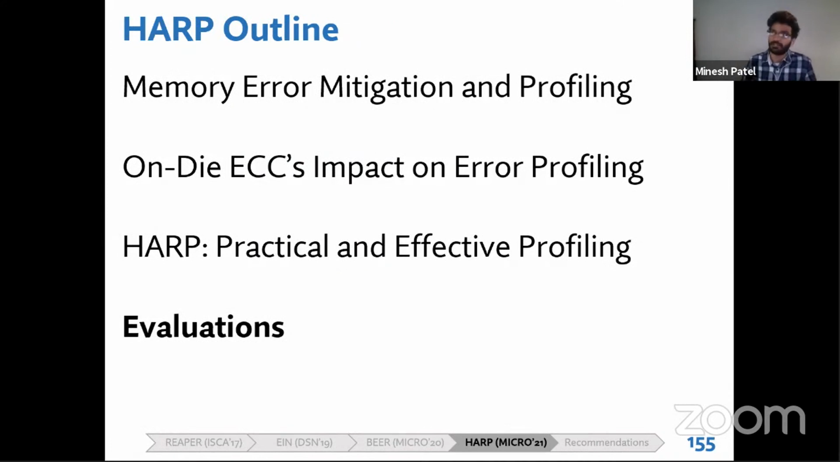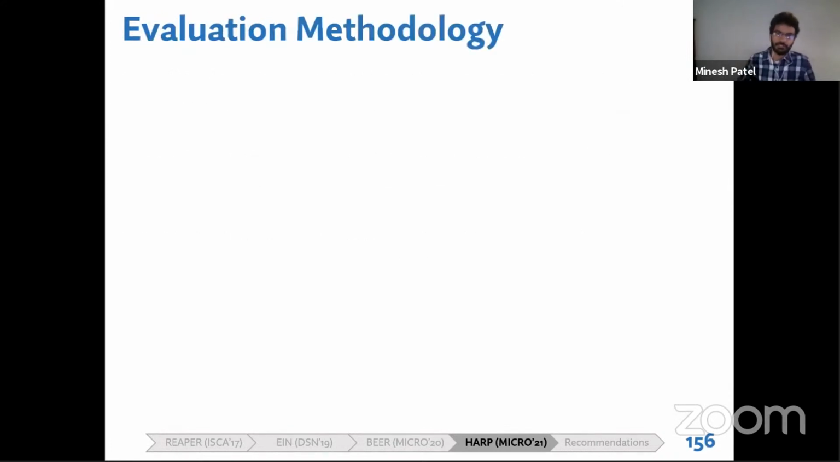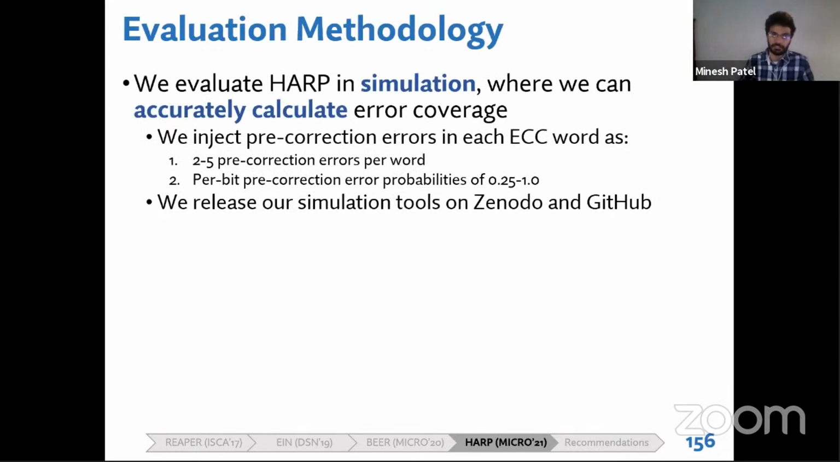So now I will talk about our evaluation methodology. We evaluate HARP in simulation because in simulation, we can accurately calculate error coverage. And this is a non-trivial task for chips with on-die ECC because there are many different possibilities, and accurately calculating coverage requires exploring all those possibilities. So in our simulation methodology, we inject pre-correction errors in each ECC word using 2 through 5 pre-correction errors per ECC word, and per-bit pre-correction error probabilities between 0.25 and 1.0. This represents a wide range of different pre-correction errors that might occur and how the profiler might deal with it. We also release our simulation tools on Zenodo and GitHub as open source tools.